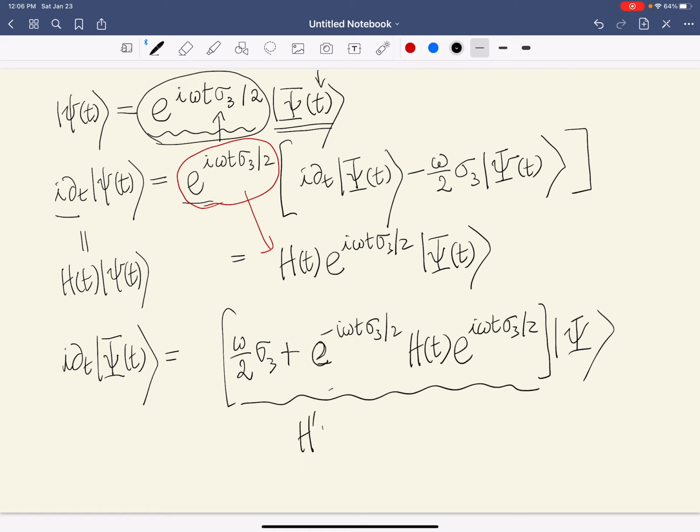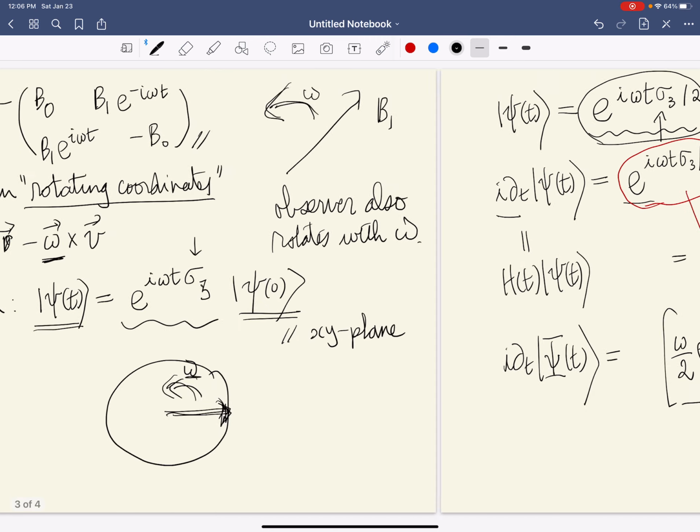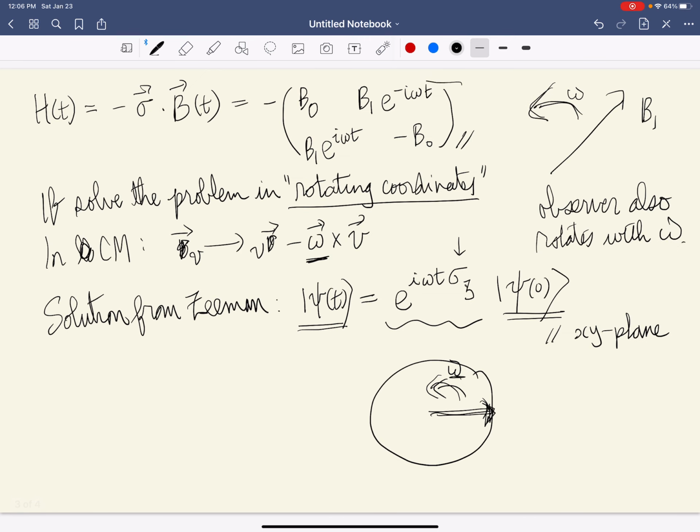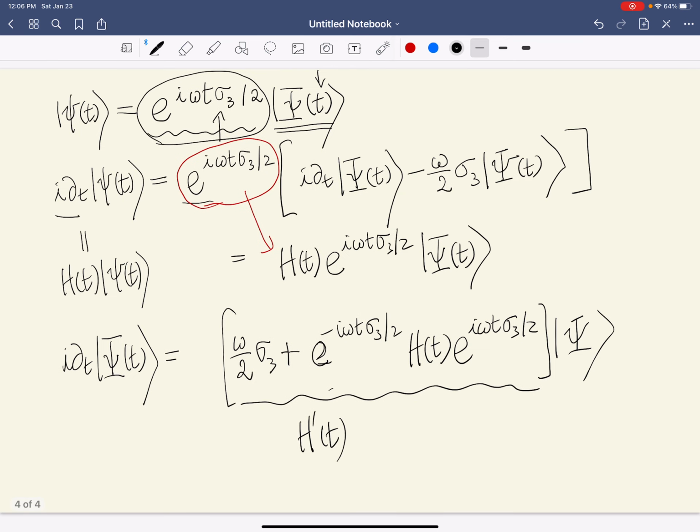And let me call this H prime t. If anything, this new Hamiltonian H prime looks much more complicated than the old one. Remember, this is the old Hamiltonian we had, with a minus sign, of course. And this is the new Hamiltonian we have, H prime. And I have to let out a sigh, because obviously this looks way more complicated than what we started out with.